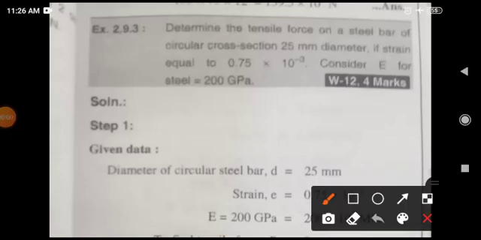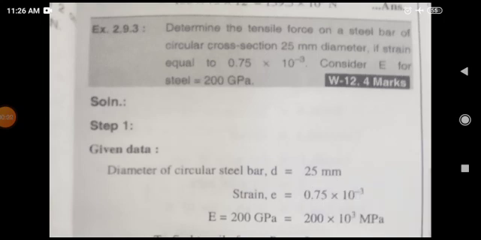Second unit, which is simple stresses and strain. Today we are going to see some problems because the theory part we have completed. Okay, considering you have all the data required for solving problems, that means formulas, etc. Okay, let's see the first problem.